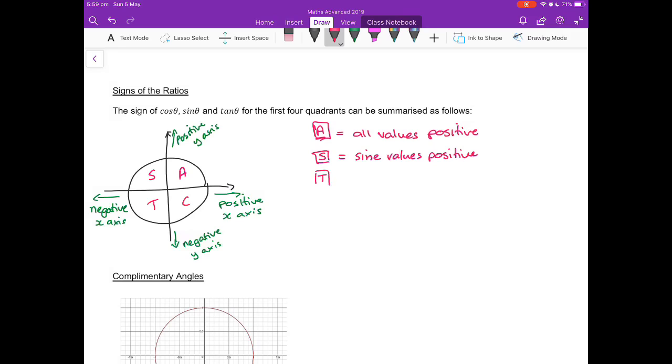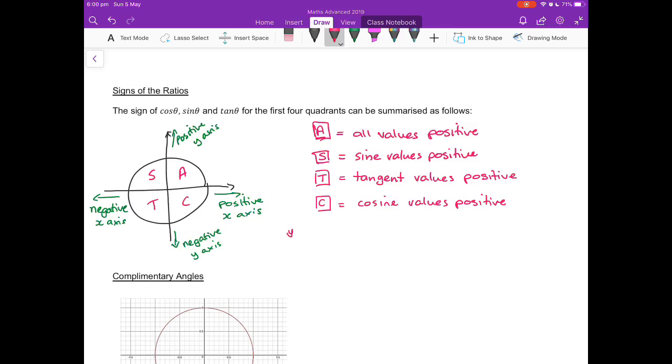Now, if we move along to the T in the third quadrant around, T obviously standing for tangent, our tangent values are positive. And this is simply because both our cosine and sine values are going to be negative. And you have those two same signs, give you positive results. And then, of course, in that last quadrant, we have cosine. So the cosine values are our positive values. Simply because now our y-axis is negative, which means our sine values are negative. But our x-axis is the positive one, so our cosine values are positive.